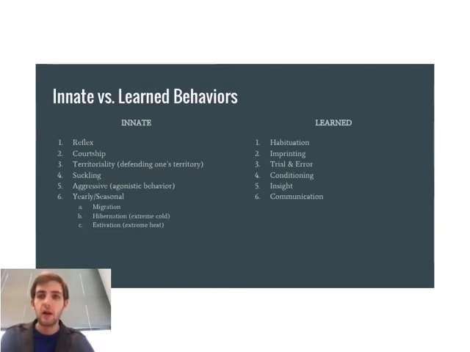You have reflex, courtship, so involved in mating, territoriality, which is defending one's territory, and suckling, especially in mammals. When they're born, they go to their mother to find milk and food. Aggressive, this is also known as agonistic behavior. And then there are some yearly and seasonal innate behaviors, so things like migration, hibernation, so in extreme cold, shutting down metabolic processes, and the opposite of hibernation, estivation, which is in extreme heat, shutting down some of those metabolic processes.